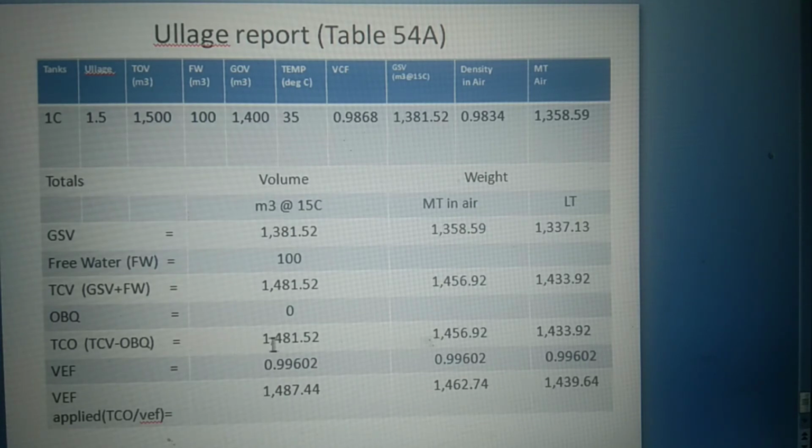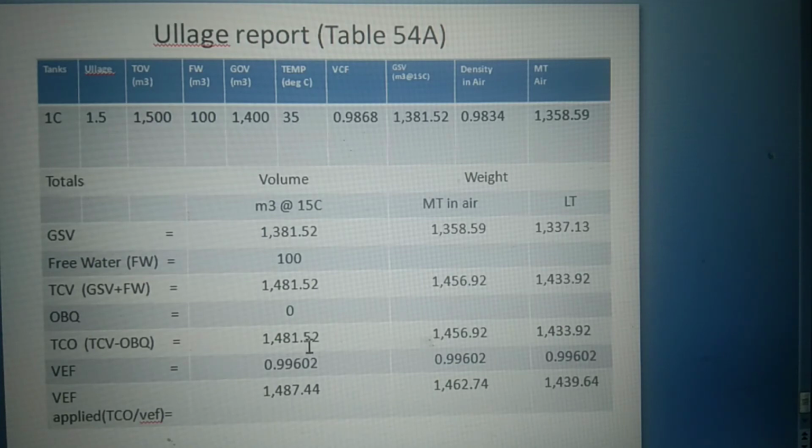Okay. 1481.52, and our TCO in weight figures 1456.92, and in long ton 1433.92. Okay guys, because we have no OBQ, so TCV and TCO is the same.